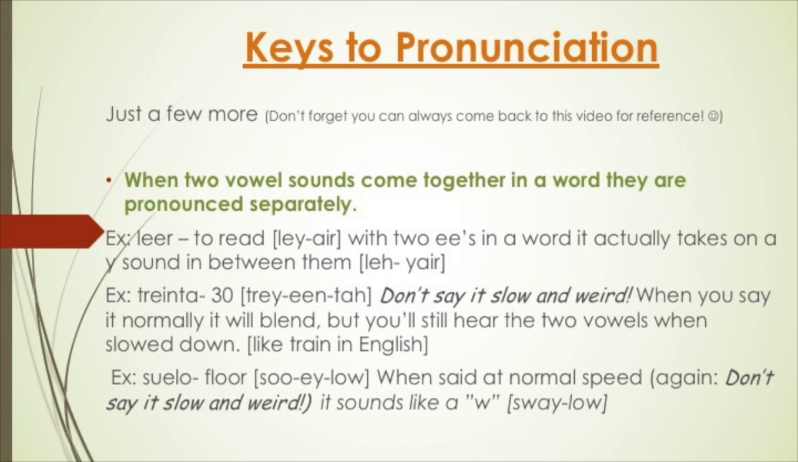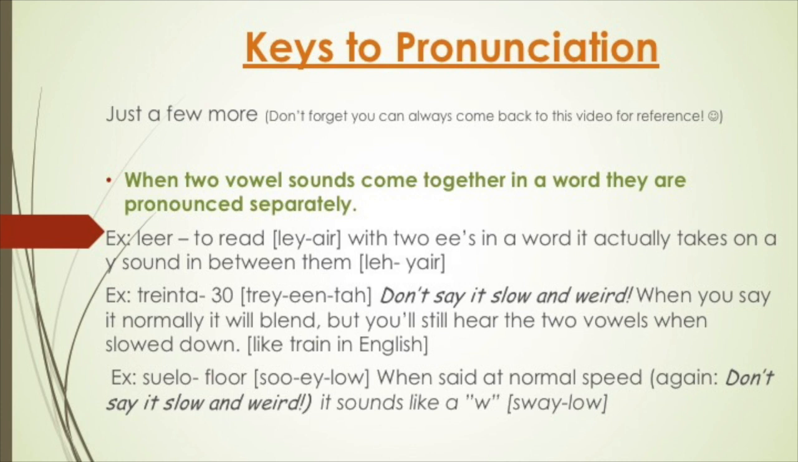Another example is the number 30 in Spanish, treinta. You see the E and the I there. The E says e, the I says i. Treinta. Don't say it slow and weird. When you say it normally, it will blend. But you still hear the two vowel sounds when slowed down, like the English word train, treinta.